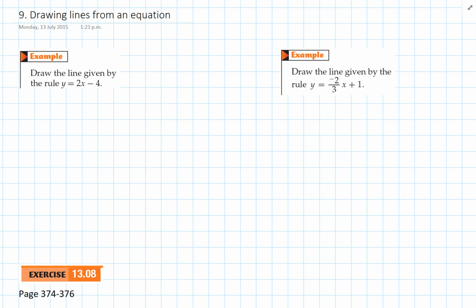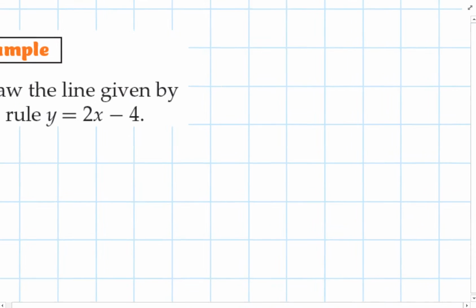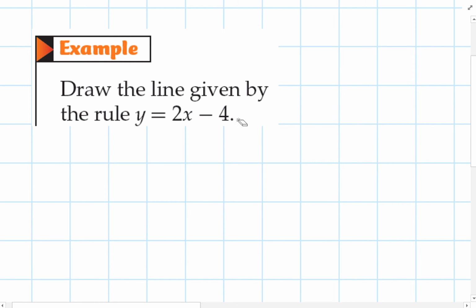Hi Year 10s, in this video we're looking at drawing lines from an equation, and so that's where we've got both a y-intercept like here, and we've also got a gradient. The number in front of x is the gradient and the number being subtracted or added is the y-intercept.